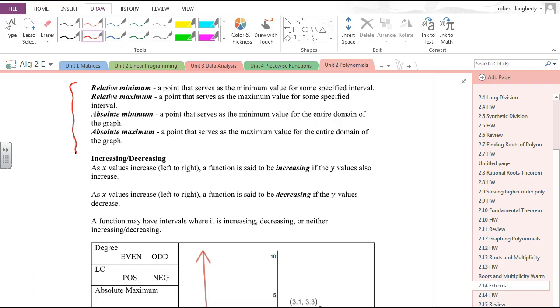If you can identify the absolute max and absolute minimum, any other peak or valley is going to be what kind of minimum or maximum? Relative, okay? It means that it's a maximum if you look at that particular area, okay?